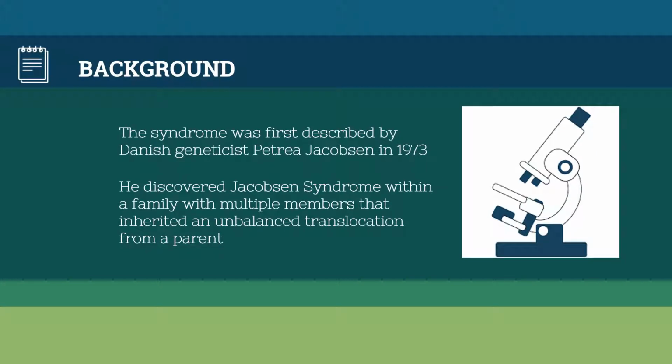Some background information. The syndrome was first described by Danish geneticist Peter Jacobsen in 1973. He discovered Jacobsen syndrome within a family with multiple members that inherited an unbalanced translocation from a parent. His findings included a 3-generation family who displayed dysmorphic features, congenital heart disease, and members had intellectual disabilities.